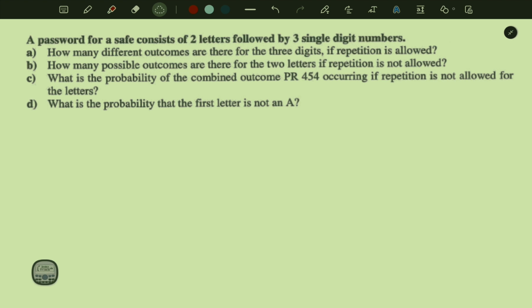Before I get into the questions, let me just represent this situation with a bit of a diagram. Because I will have a total of 5 spaces, because I have 2 letters and 3 single-digit numbers, I'm going to represent that by 5 empty spaces. 1, 2, 3, 4, and 5. So the first 2 spaces represent the letters, and the last 3 spaces represent the single-digit numbers.